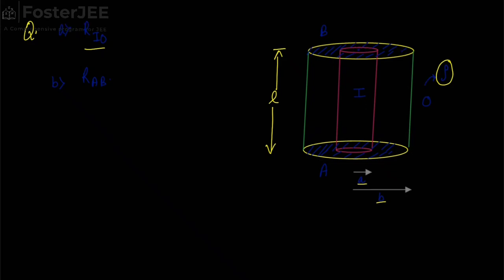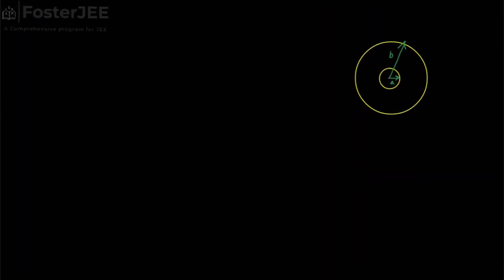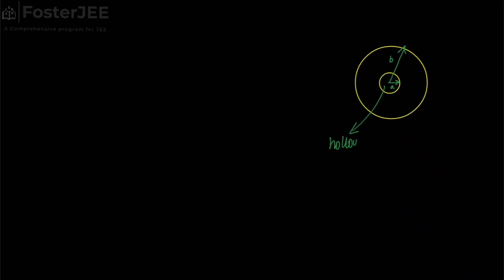Let's first of all see this diagram from the top, that is from this side. So it will look like this, where this is the cylinder, this is the hollow cavity. Now the inner radius is A and the outer radius is B. First of all, it's clear that we have to find the resistance between this inner face and this outer face.